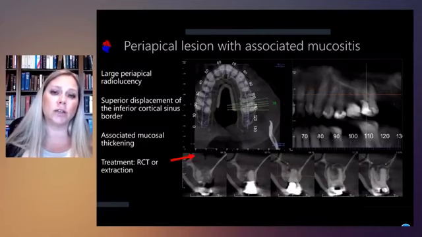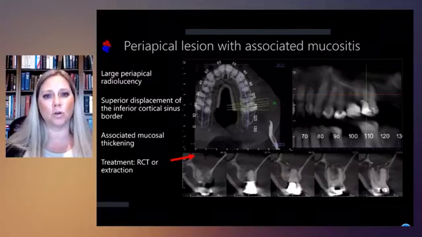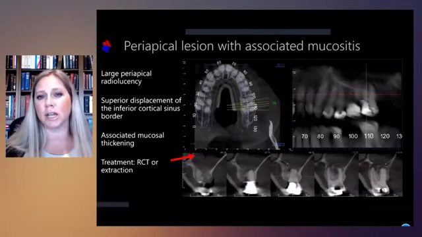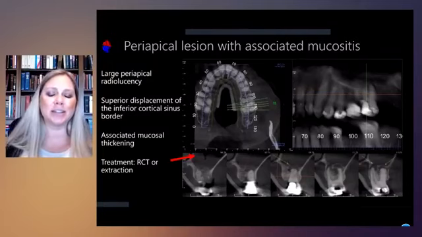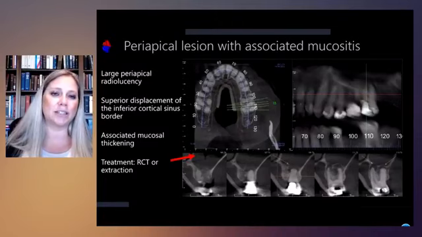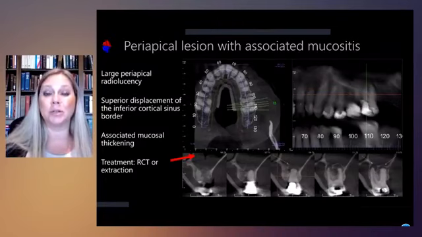When we're looking at a 2D image, we have so much superimposition that it makes it difficult for us to see that actual lesion unless the buccal or lingual cortical borders are breached. And so we can definitely see with our CBCT many more periapical lesions than we could with 2D.